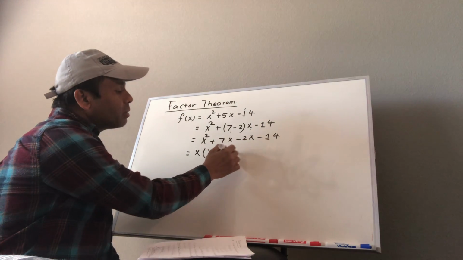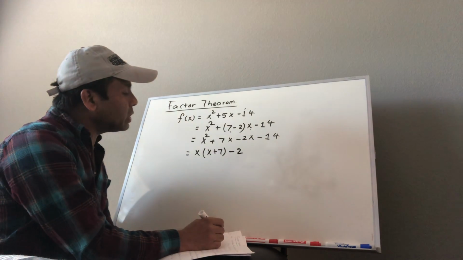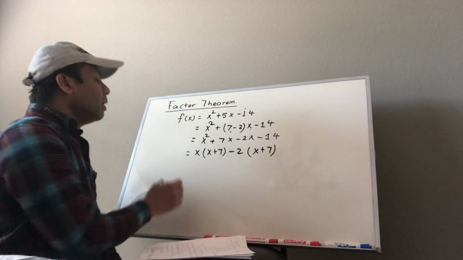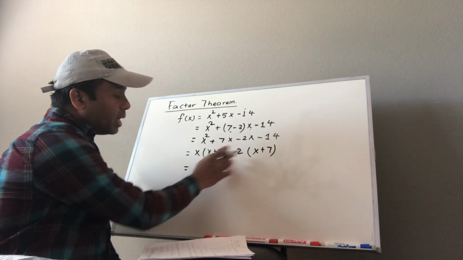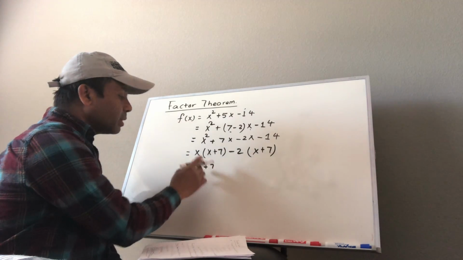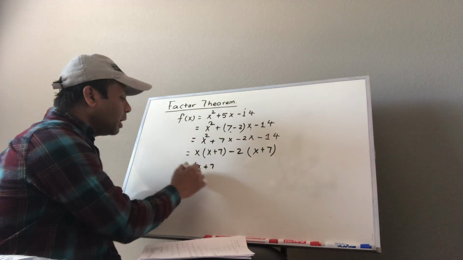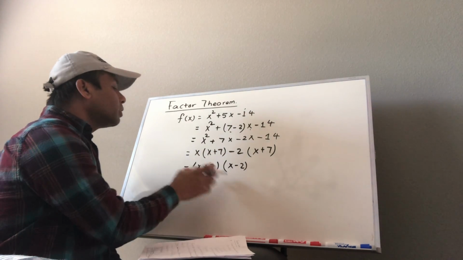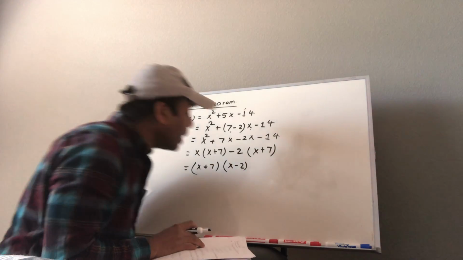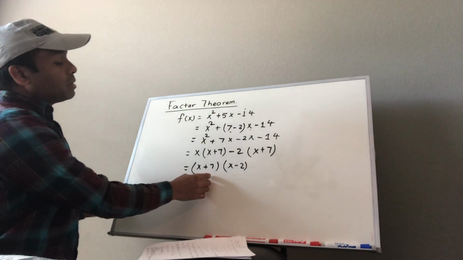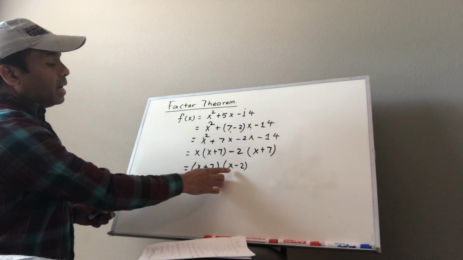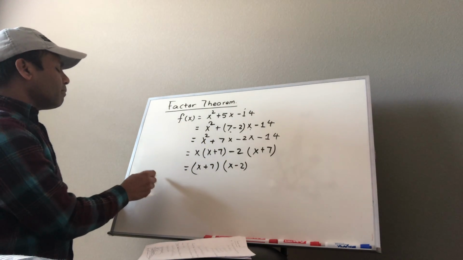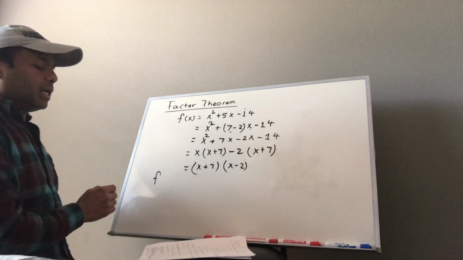And from the last two terms, you can factor out negative 2. Then you will have x plus 7. And because x plus 7 is common, you factor it out, and the remaining factor is x minus 2. So now this is the factored form of f(x), right? And you know that x plus 7 is a factor of f(x), and x minus 2 is a factor of f(x).